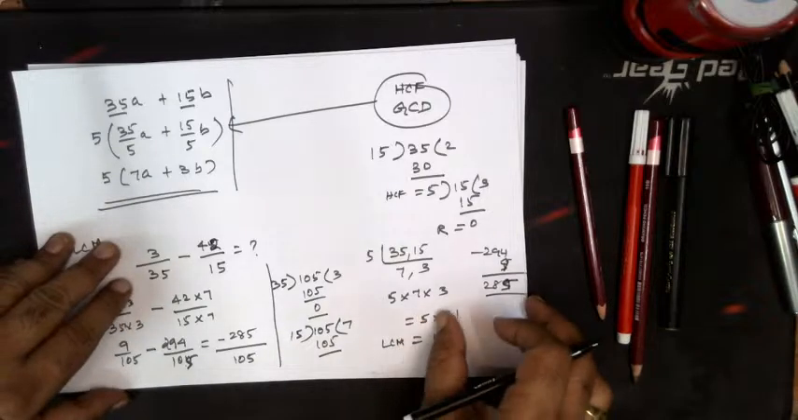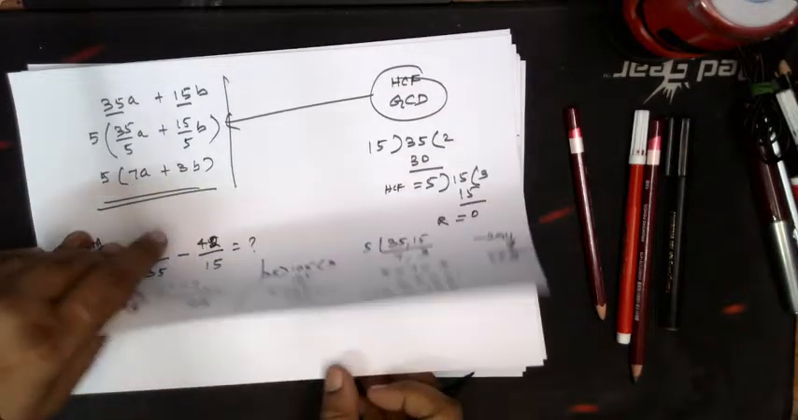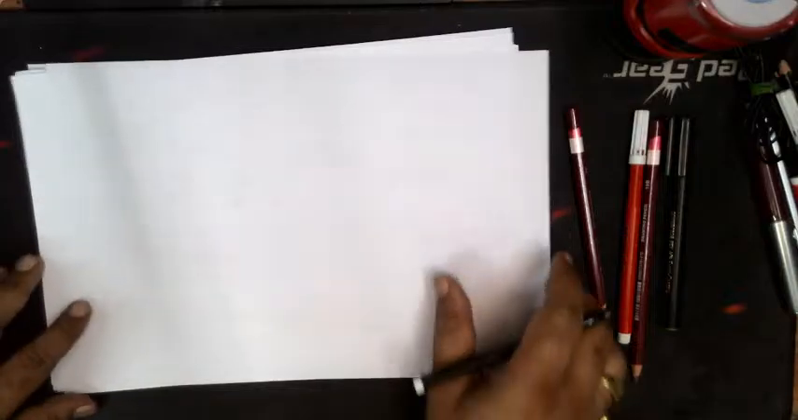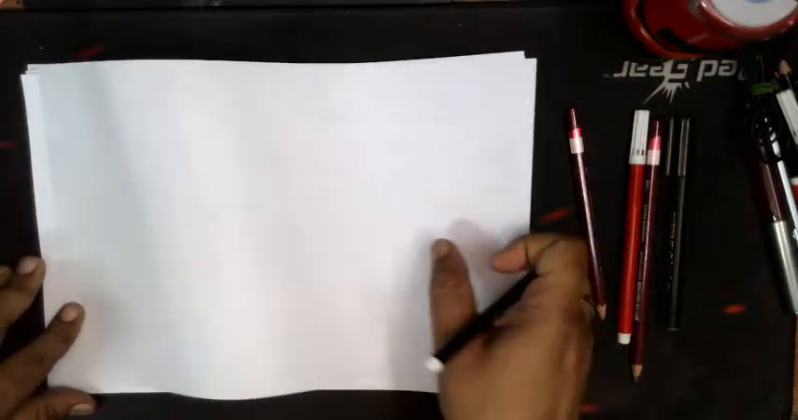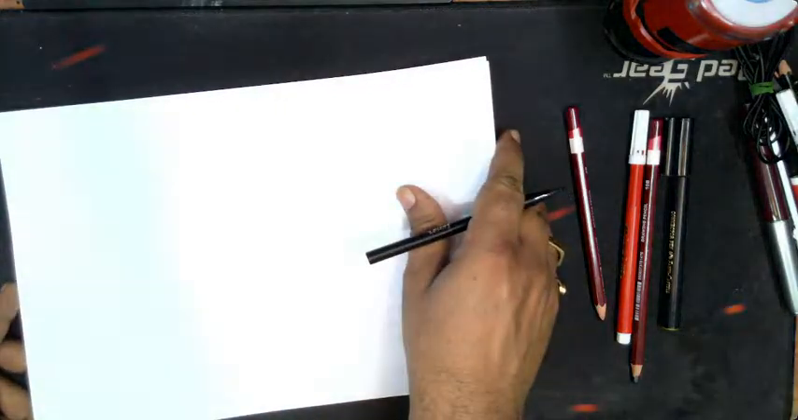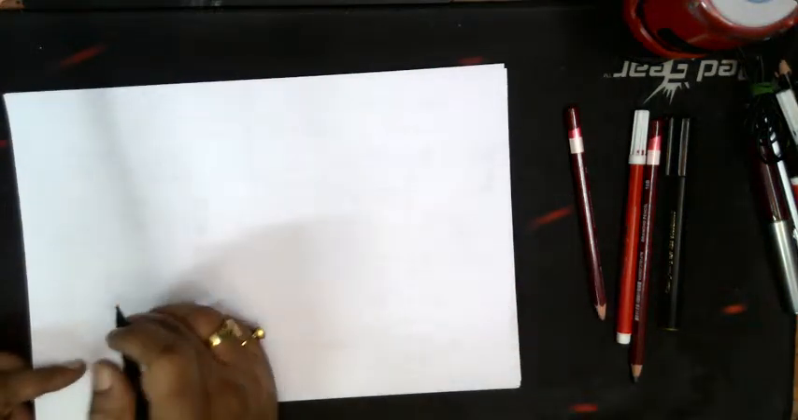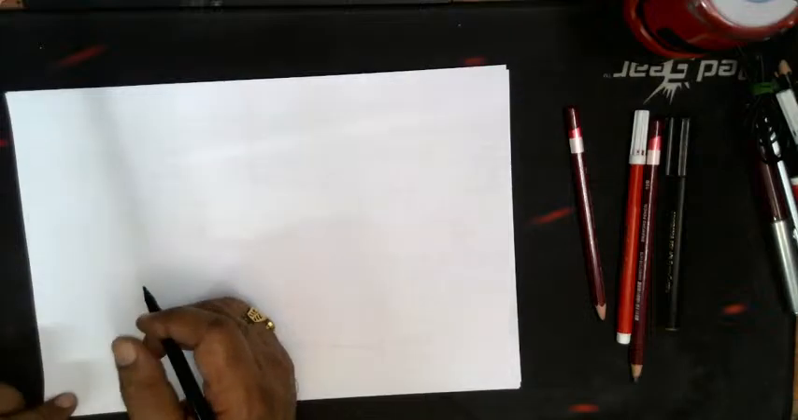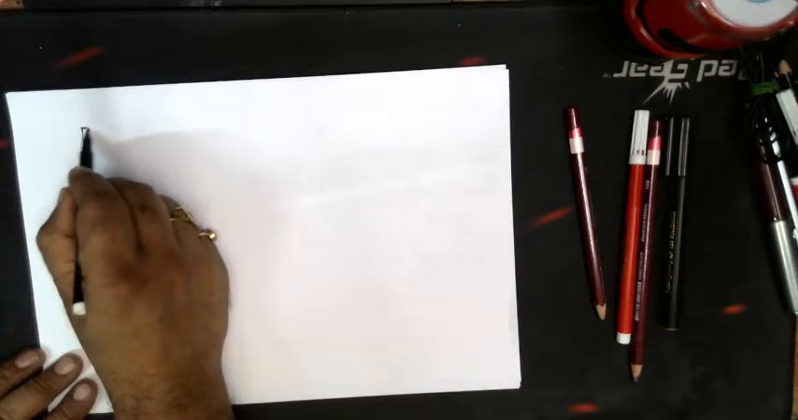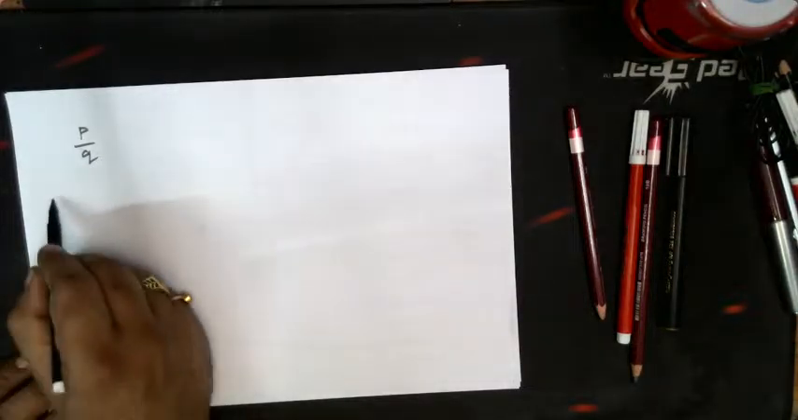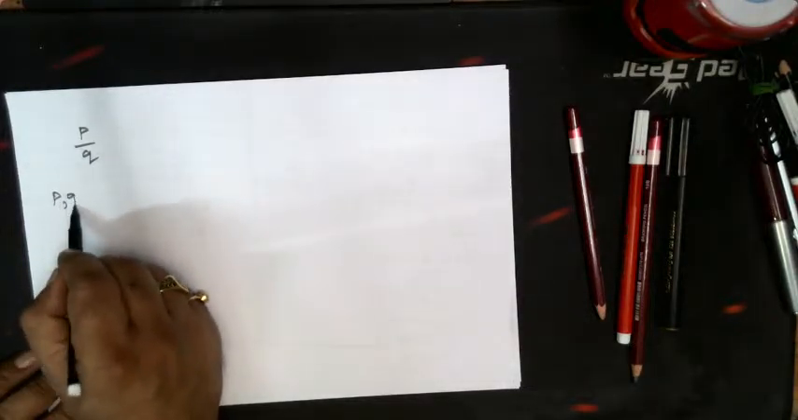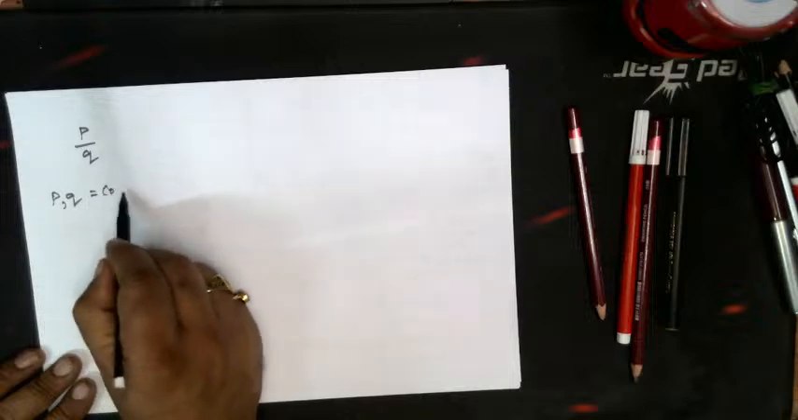And you should learn another important one: how to convert or check the rational numbers. How to represent the rational number? P by Q, where Q is not equal to 0. And these P and Q are co-primes. Okay, take down.